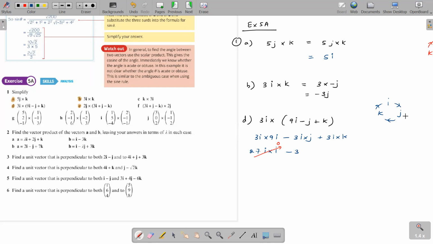Minus 3 times, who is i cross j? i, j, k, so i cross j is directly k. Plus 3 times i cross k is minus j. So I end up getting here minus 3k minus 3j.